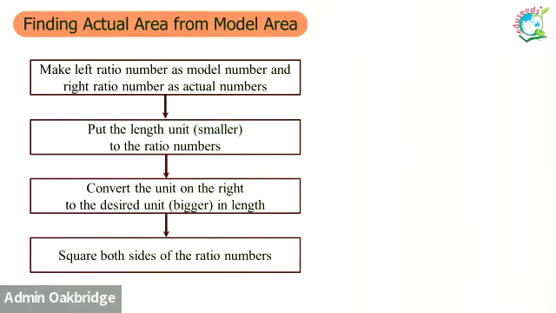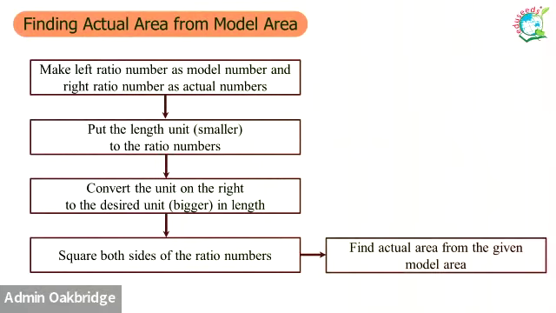And then square both sides of the ratio numbers, because we want to get area. That's why you need to square it. And then find the actual area from a given model area.